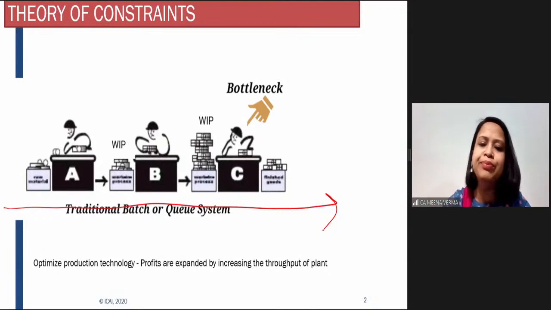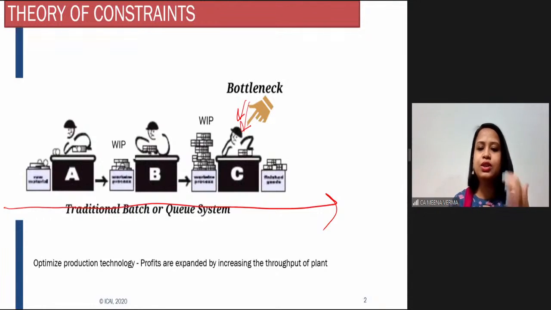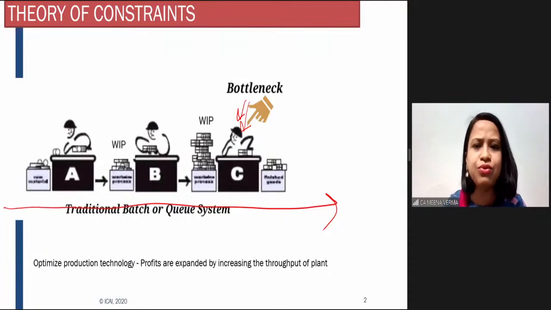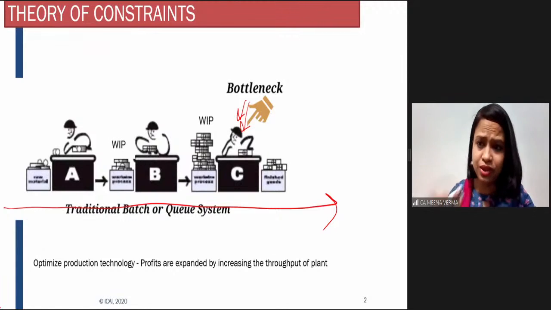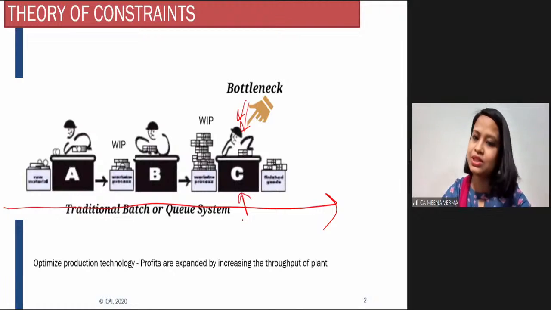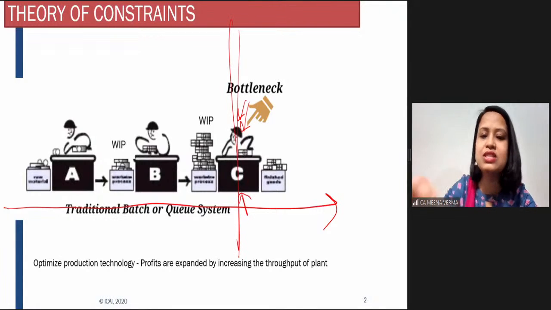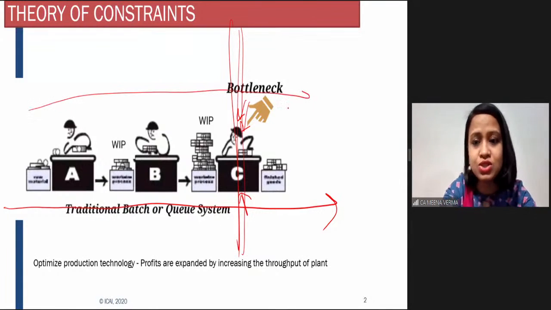For example, at place C, the labor who is working at place C has low efficiency, or the process he is doing for manufacturing the product takes more time for doing that work. And since at this place the resource is limited, what happened? This is a bottleneck activity, and this will slow down the entire process of production.